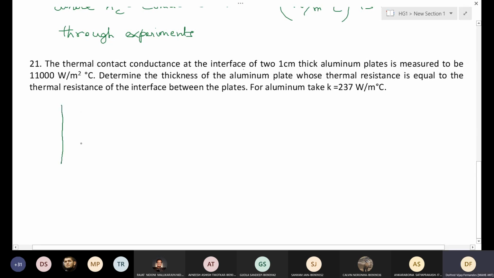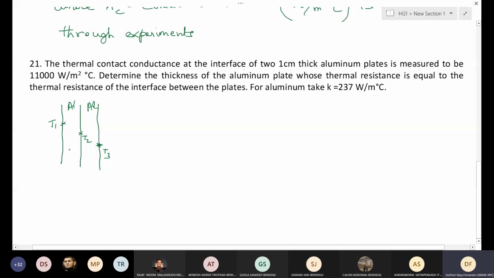There are two plates of 1 centimeter thick. This is also aluminum, this is also aluminum. Let's say the temperature here is T1. If you assume perfect thermal contact, the interface temperature is T2, and here T3. Now, tell me whether T1, T2, and T3 are on a straight line or not. Yes, a straight line.